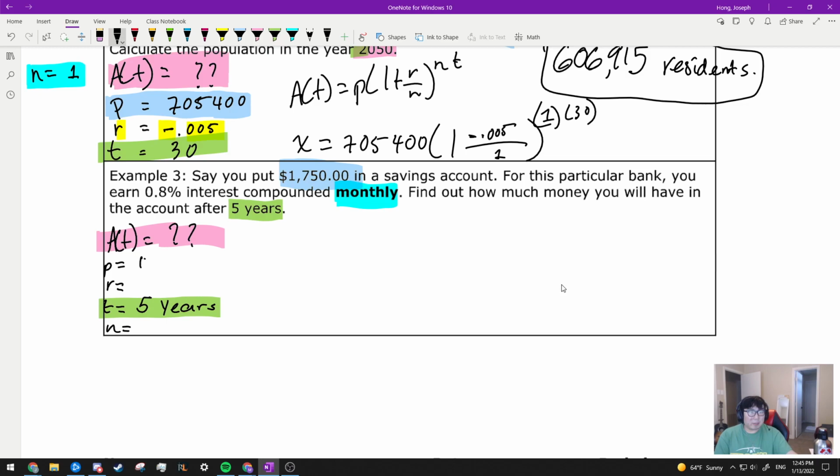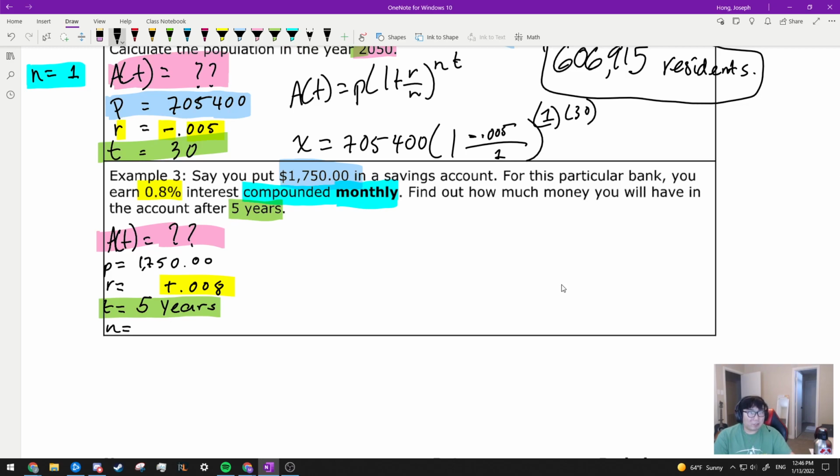1750 is gonna be my initial investment, and the rate is gonna be positive 0.008, and that is because of my rate here. So because this is compounded monthly, my n is not 1.